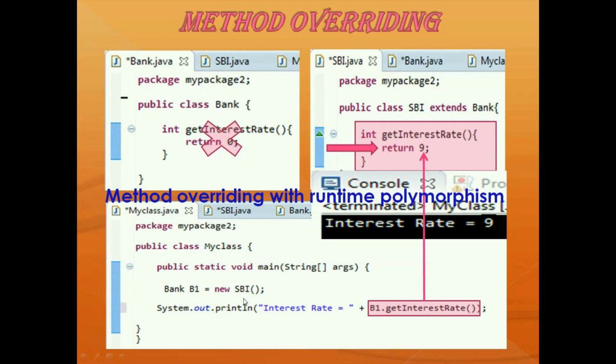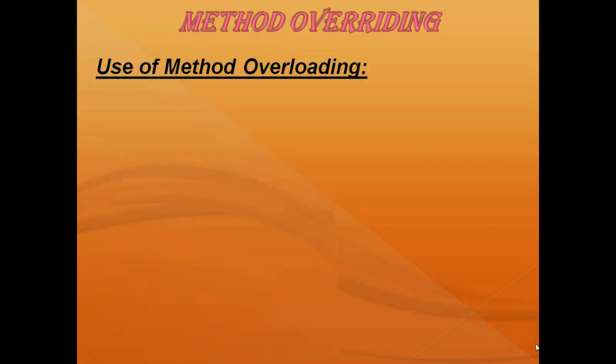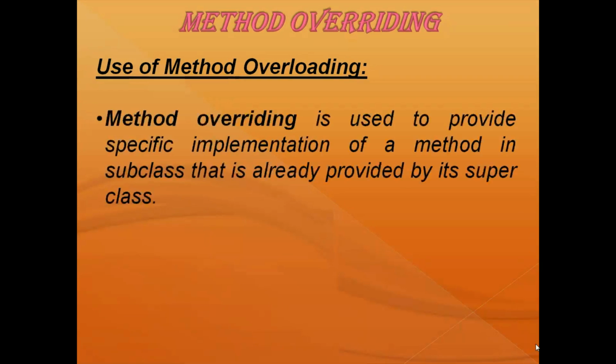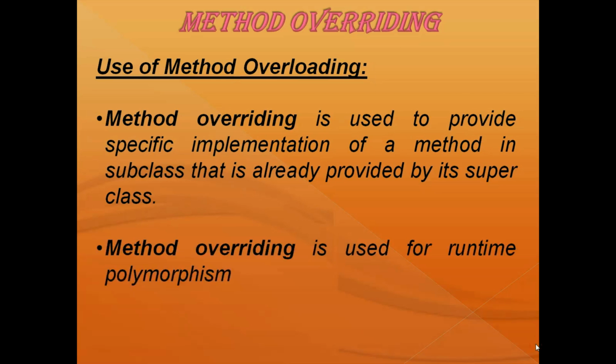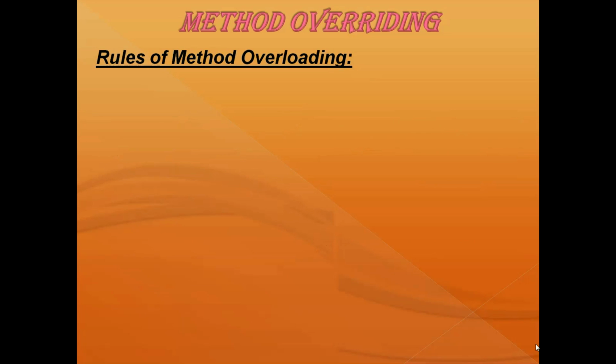So what is the use of method overriding in Java? Method overriding is used to provide a specific implementation of a method in a subclass that is already provided by its superclass, and it is used for runtime polymorphism. After this, I will tell you some rules we have to follow for method overriding.